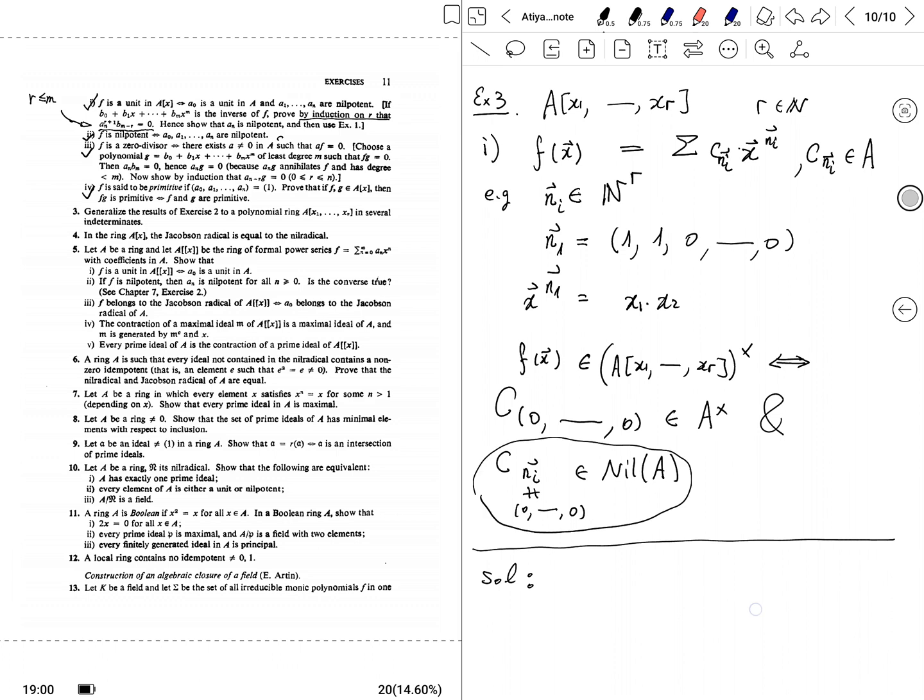What I want to say is that, describe this as f bar in the quotient by a prime ideal equals 0 except the constant term, right? Or in other words, that's all what we have to prove.